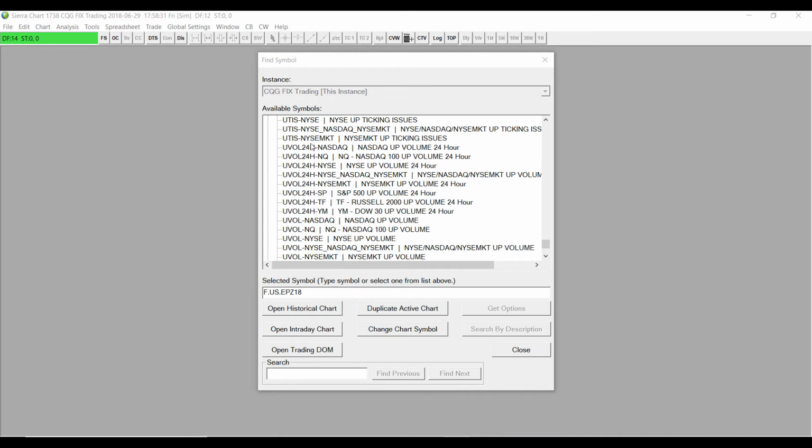Alright, so after the UTIS, we have finally reached our final 2 symbols. And once again, these are both the UVOL, but with 2 different time intervals. The first UVOL you'll see, the 24-hour, is based off a 24-hour time interval, while the normal UVOL is based off of the trading hours for that day.